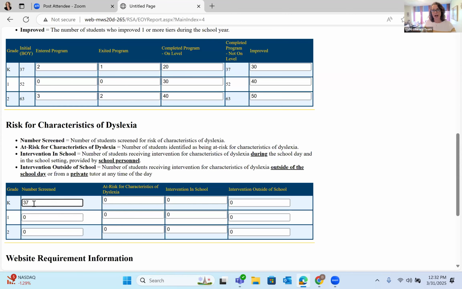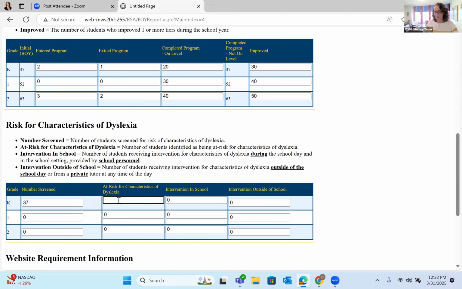This number could be higher than this number up here. And that would be in cases of like, if you had students move in and you tested them for characteristics of dyslexia. It could also be students who maybe scored above that 40th percentile, but you had a teacher who was concerned that they may be showing some risk and you wanted to go ahead and screen them. You could count them in this number as well.